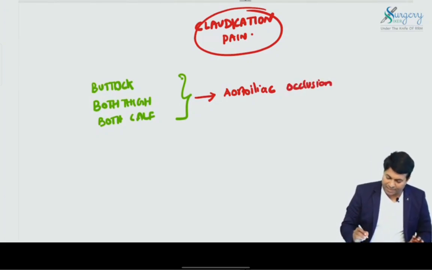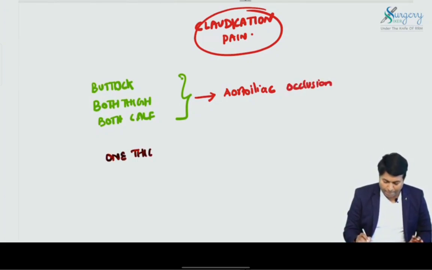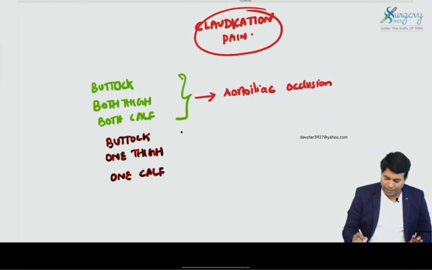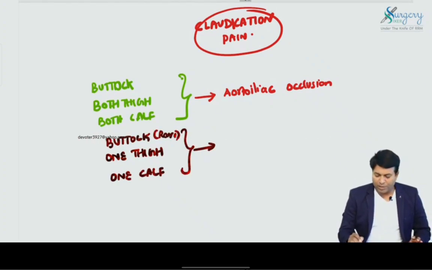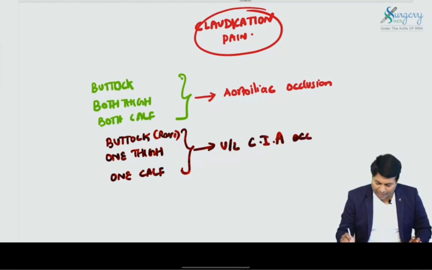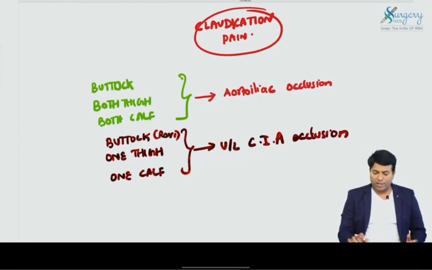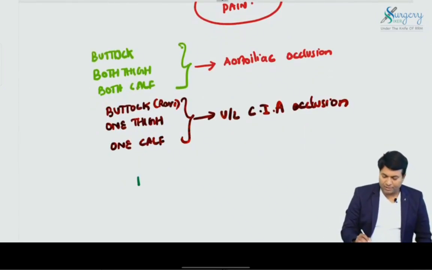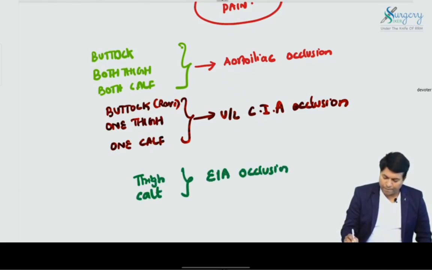Patient complains of pain in one thigh and one calf, and even sometimes buttock. It is very rarely in buttock, not always. It is unilateral common iliac artery occlusion. Buttock, one thigh, one calf. Only in thigh and calf, it is usually external iliac artery occlusion. Only in calf, it is usually superficial femoral artery or popliteal artery occlusion.